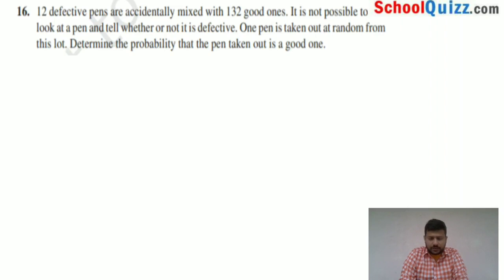This is the 10th session of class 10 chapter whose name is probability. In this session we will be dealing with the upcoming questions, starting from question number 16.